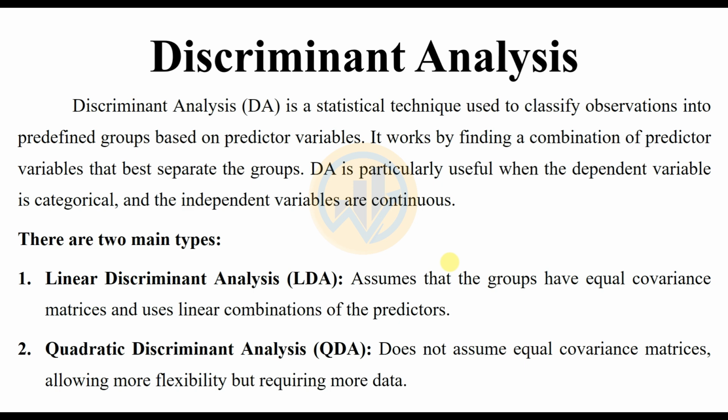Linear discriminant analysis assumes that the groups have an equal covariance matrix and uses linear combinations of the predictors. That is LDA, linear discriminant analysis. How to analyze linear discriminant analysis in RStudio, that video is already published on our channel. The video link is mentioned in the description box. Now, continuing, quadratic discriminant analysis does not assume an equal covariance matrix, allowing more flexibility but requiring more data.